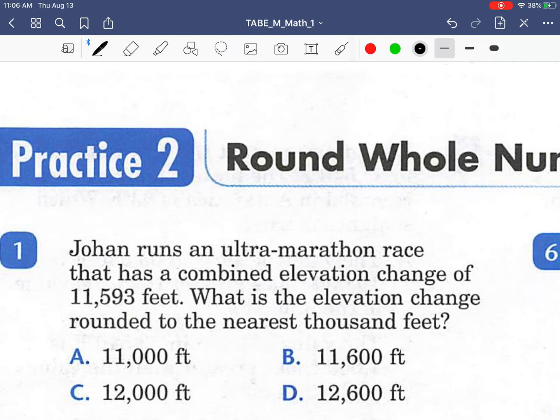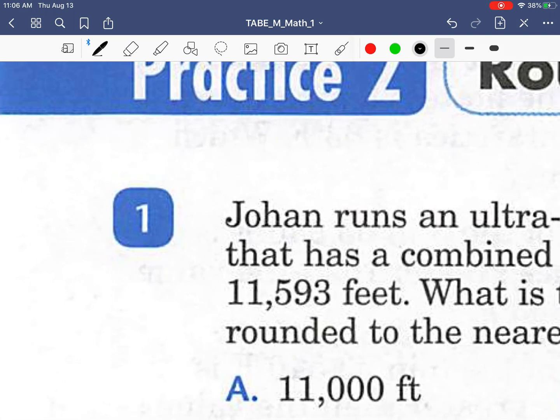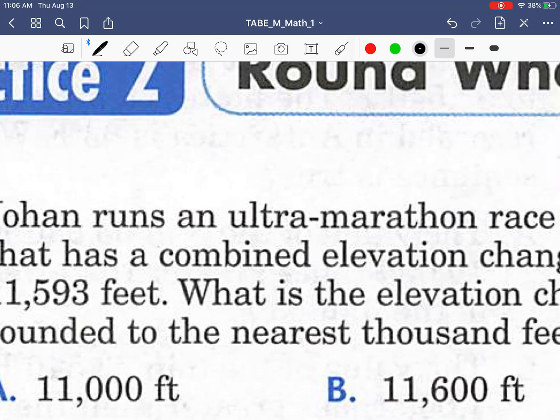Johan runs an ultramarathon race that has a combined elevation change of 11,593 feet. What is the elevation change rounded to the nearest 1,000 feet? So here's how this works. I want you to take that number that we're given, 11,593, and it's to the nearest 1,000.